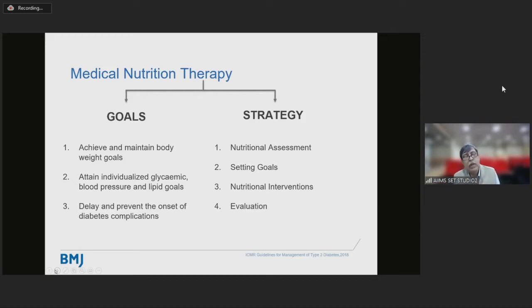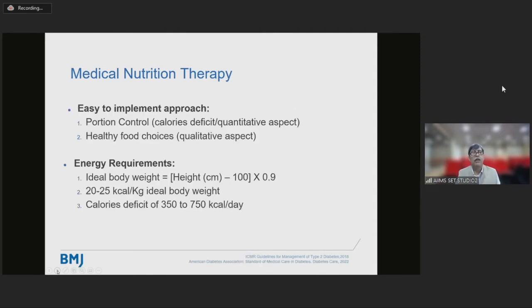Set goals, which can be modified with passage of time. So, saying that 25 years ago, I received 1800 calorie diet and I'm following that even today is nonsense. A diet review and advisory needs to be done periodically because it needs to be changed. Then the intervention, and then an evaluation to see about adherence and compliance to the diet.